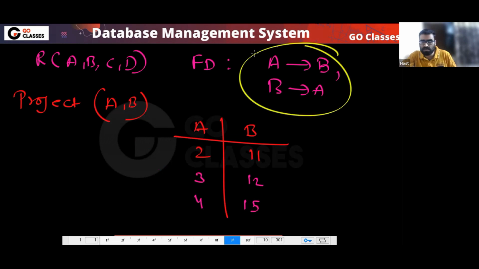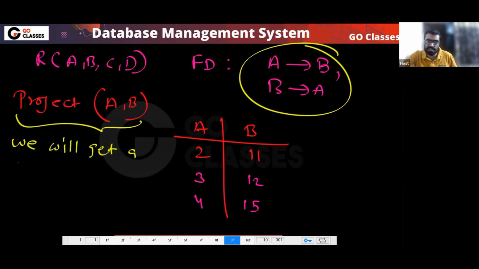So if you have this type of situation and then you project, you will get a function which is a bijection. We will get a bijective function. Is this clear to everyone? And Rahul, now you can notice here we have two candidate keys. A is also a candidate key, B is also a candidate key. Yes or no?